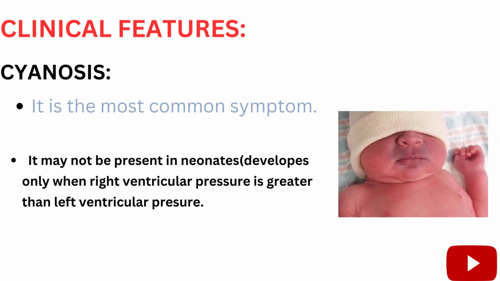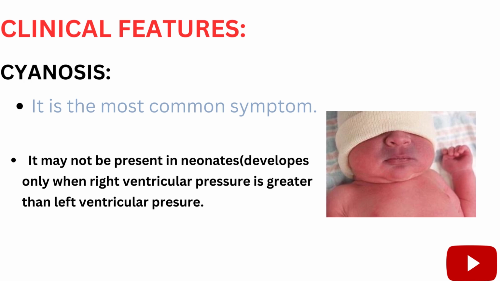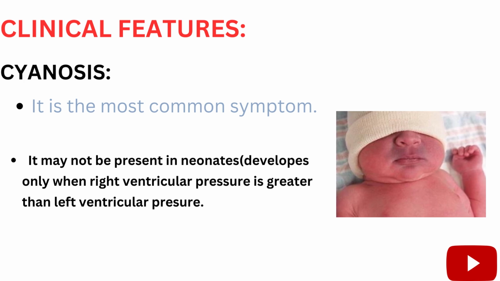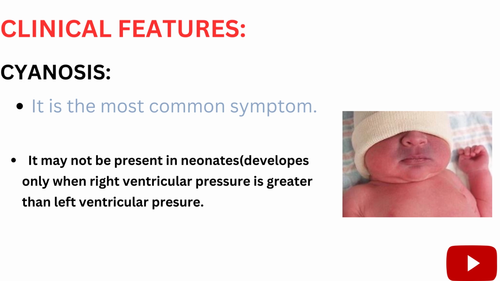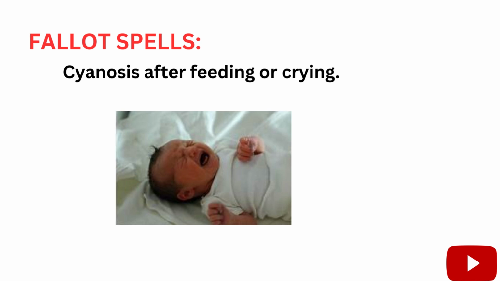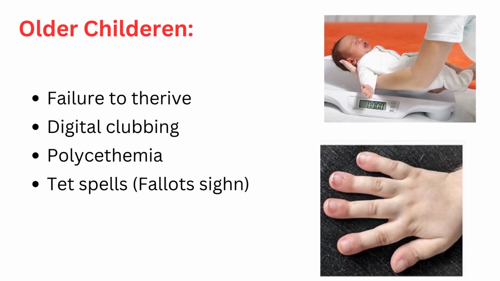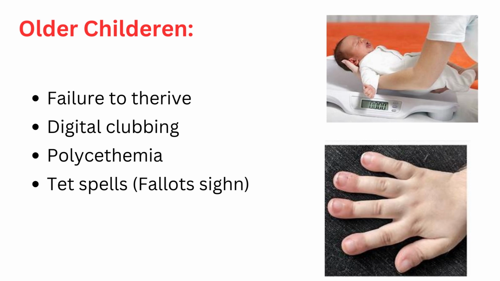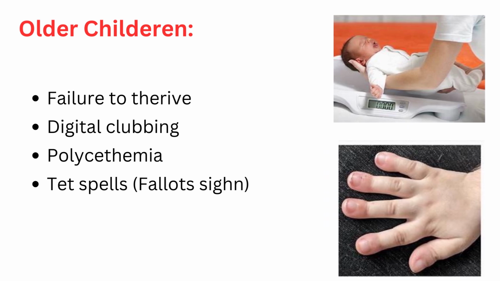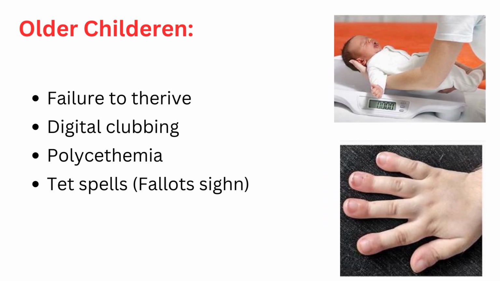Clinical features. Cyanosis is the most common symptom. It may not be present in neonates, and develops only when right ventricular pressure is greater than left ventricular pressure. Fallot spells: cyanosis after feeding or crying. Older children: failure to thrive, digital clubbing, polycythemia.